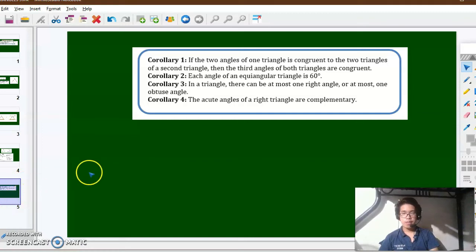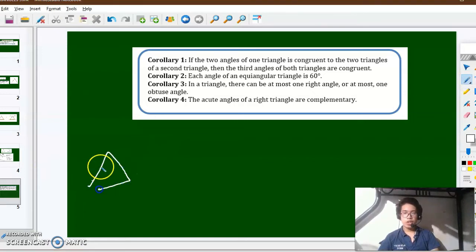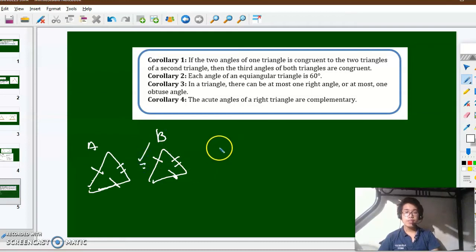Okay, so let's say for example we have 2 triangles. Okay, so let's draw. So we have here triangle A, and then triangle B. Okay, so what this corollary 1 states is that if two angles of triangle A are the same as those of triangle B, then the third angles of triangle A and B are also the same. Okay, then for corollary number 2, each angle of an equilateral triangle is 60 degrees.